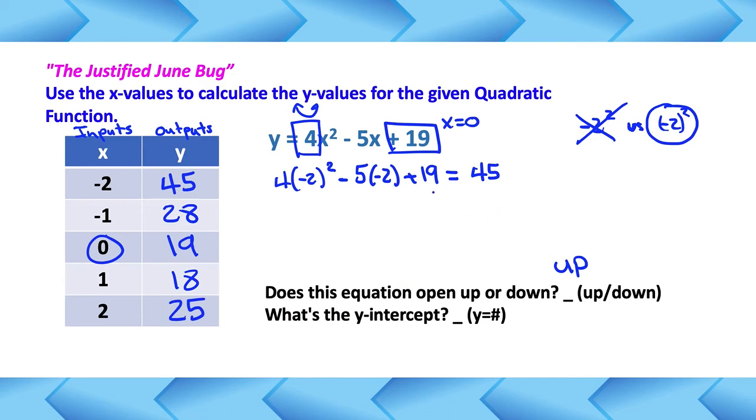What is the y-intercept? Oh, you already got that. That's when you plug in 0. So y equals 19 is going to be my y-intercept. So answering basic questions about tables, quadratics, input, outputs, everybody wins.